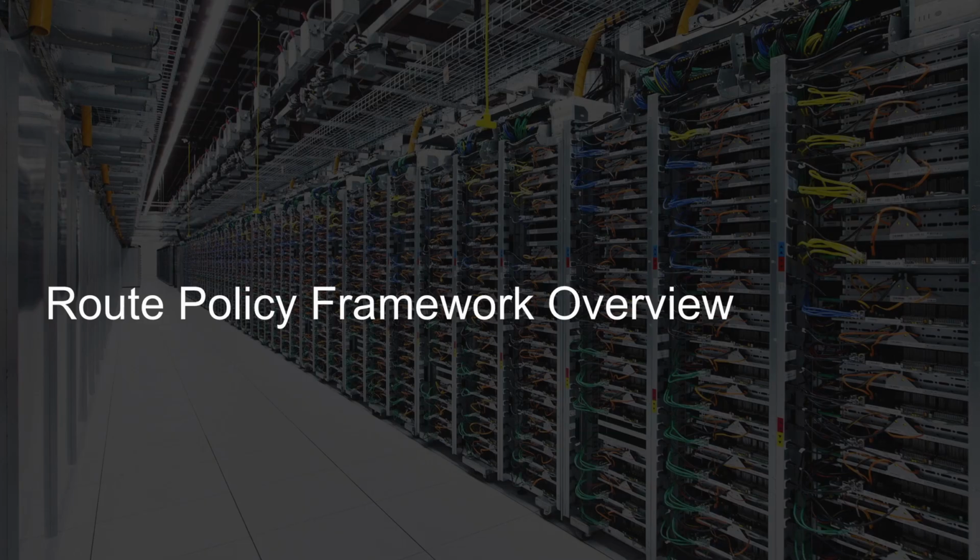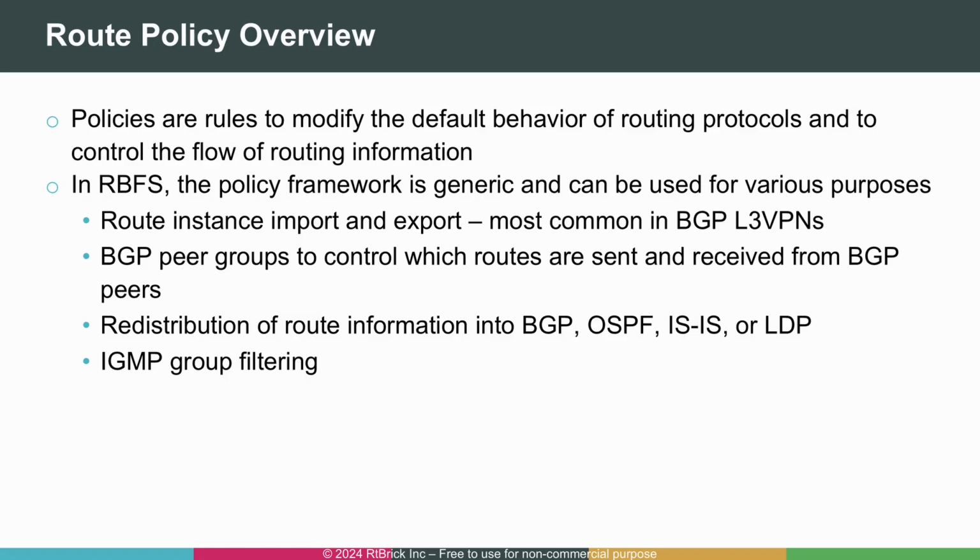This section introduces the routing policy framework in RBFS, outlines its main components, and explains how policies are constructed and implemented. The goal is to illustrate how routing policies are used to shape traffic behavior, enforce business logic, and maintain control over route exchange in large-scale networks. A routing policy is a structured set of rules used to control the selection, modification, acceptance, and advertisement of routing information within and between networks. It acts as a decision-making layer that aligns network behavior with business objectives.